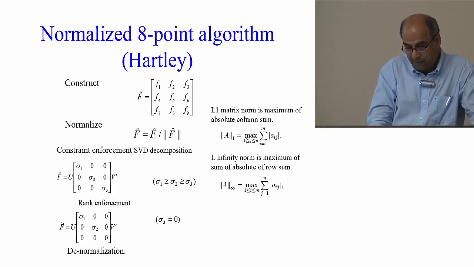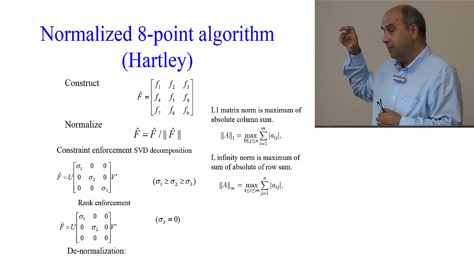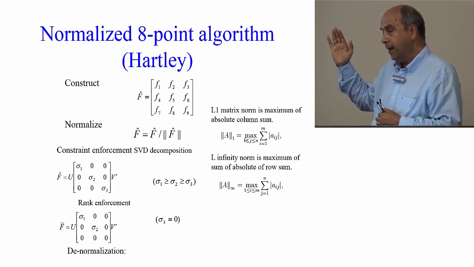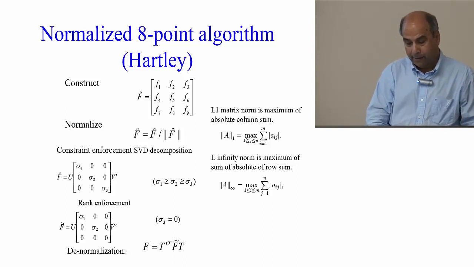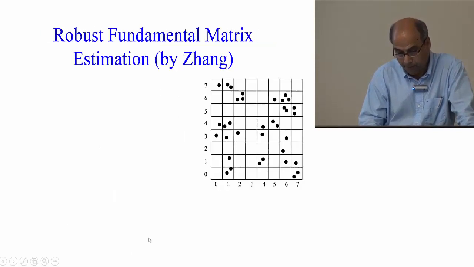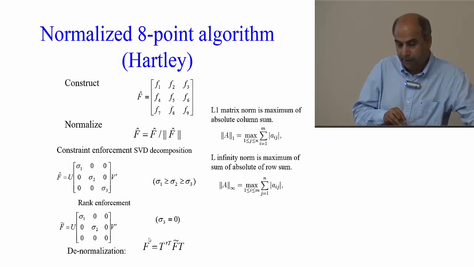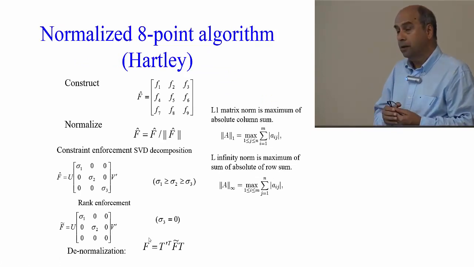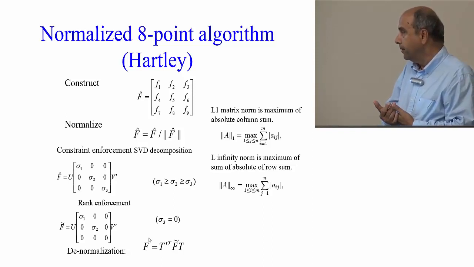And then we will denormalize, because remember that we converted these coordinates by applying the T transformation to between 0 and 1, and we put the origin at the center of the points. So we are going to go back and apply these T matrices to get back the F, and that's the fundamental matrix. This is the 8-point algorithm for the fundamental matrix by Hartley. It's a paper in PAMI, and it is a pretty important paper.